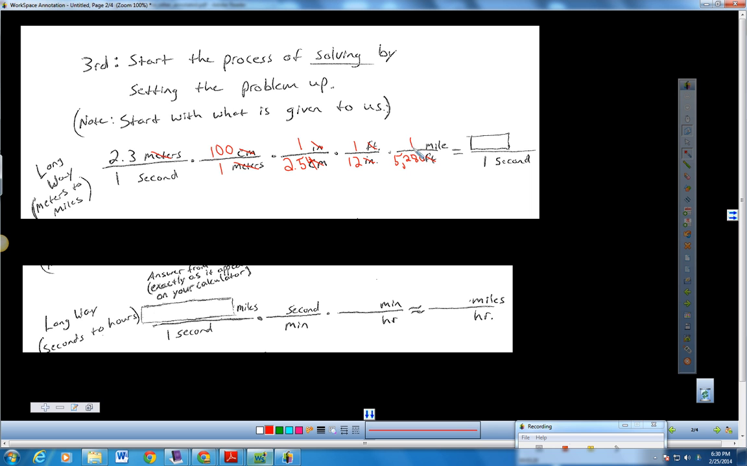5,280 feet in 1 mile. Okay, so now you can see that I've set it up such that I've taken it from meters to miles. We're not so concerned about the seconds yet. We're going to do that down here. In order to get my numerator here, I'm going to multiply 2.3 times 100. So just move the decimal 2 to the right for 230.